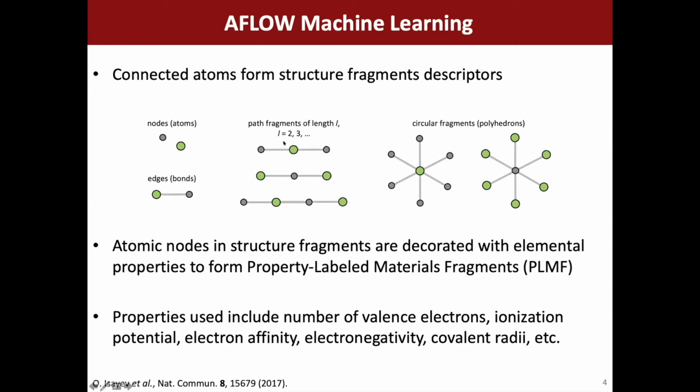Okay. Then for each of these nodes in the graph, each of these atoms, we decorate these nodes with elemental properties of the corresponding elements. So things like ionization potential, electronegativity, number of valence electrons, covalent radii, these sorts of fundamental properties of elements that really describe their chemical behavior.